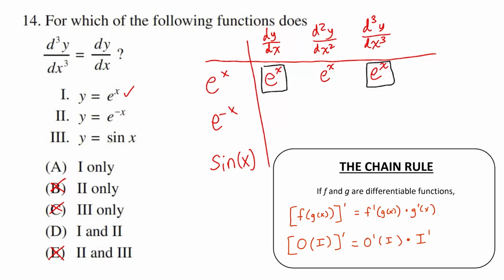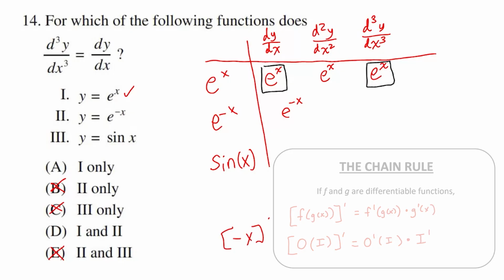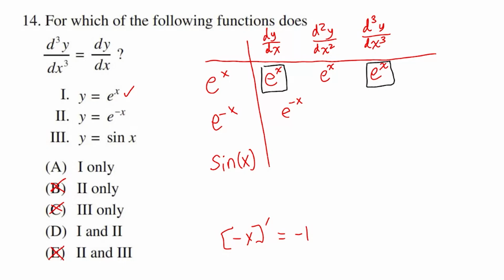So we need to differentiate e to the negative x, which would be itself, but then we need to multiply by the derivative of the exponent of e. So we need to differentiate negative x. The derivative of negative x is negative 1. So we need to multiply by negative 1.